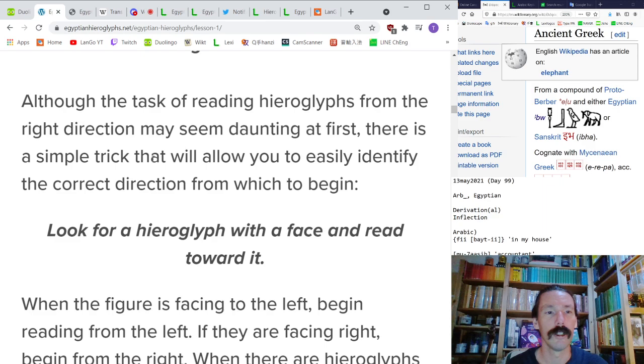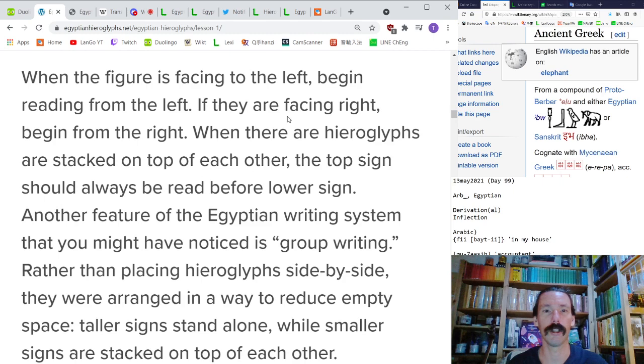There is a simple trick that will allow you to easily identify the correct direction in which to begin. Look for a hieroglyph with a face and read toward it. That's good, yeah. When the figure is facing left, begin reading from the left. When hieroglyphs are stacked on top of each other, the top sign should always be read before the lower sign. Another feature that you might have noticed is group writing.